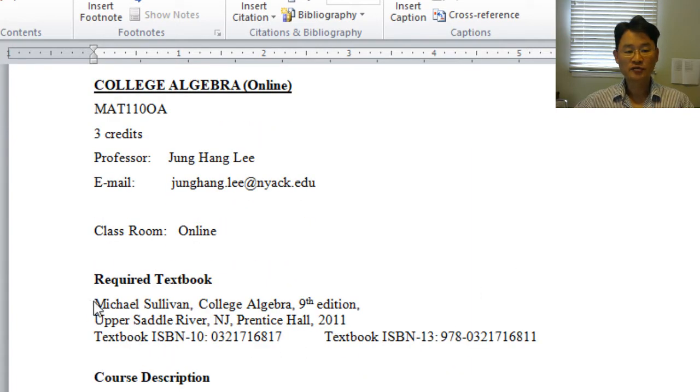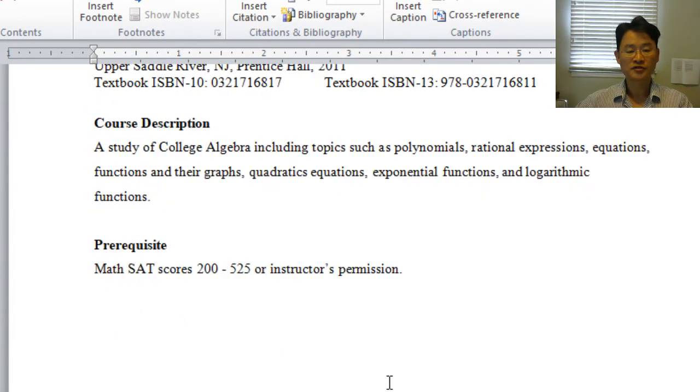All right, so this is our textbook, College Algebra 9th edition. 9th edition is not the current edition, but you can get it really cheap in some of those websites. And this is going to be the main textbook that we are going to use.